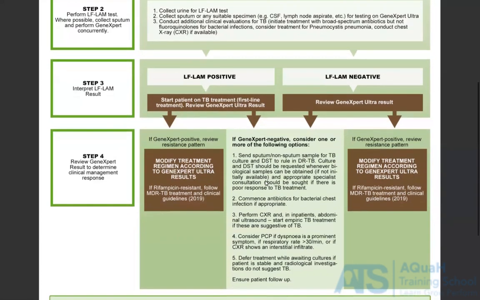And if there's good response to your TB treatment, you should probably continue. But if your patient is not responding, then check for other things. Have you missed community-acquired pneumonia? Is this PCP? Does your patient have other complications that we need to deal with as needed, right?